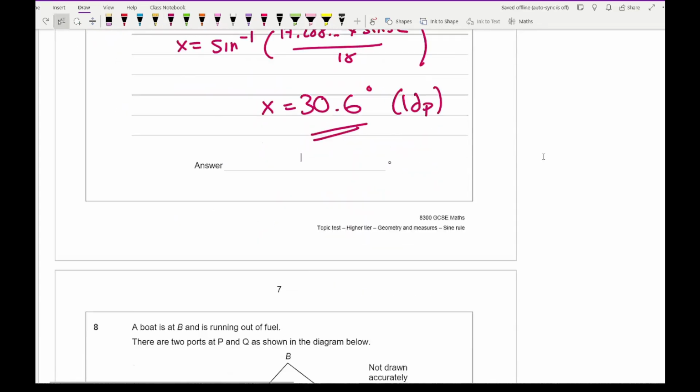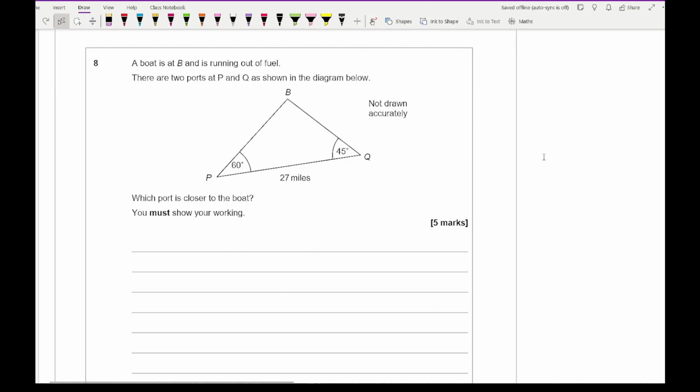And there is my final answer for that one. Then moving on to question 8, it says that a boat is at B and is running out of fuel. There are two ports, port P and Q, as shown in the diagram. Which port is closer to the boat? Now the boat is here, so we need to work out what this length is and what this length is. Basically I'm going to use the sine rule twice, and I'm going to use the bits of information.